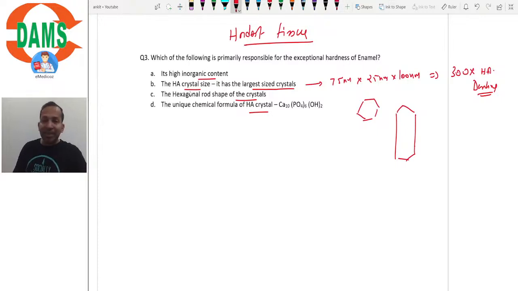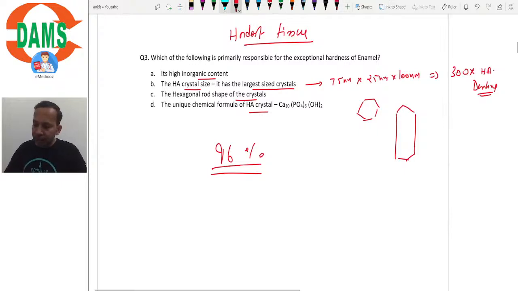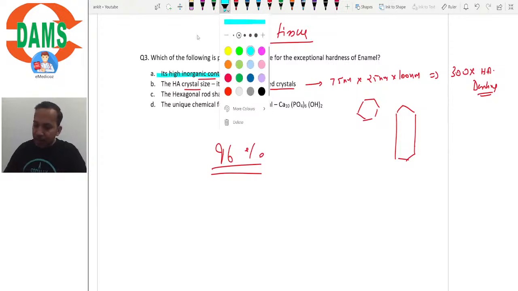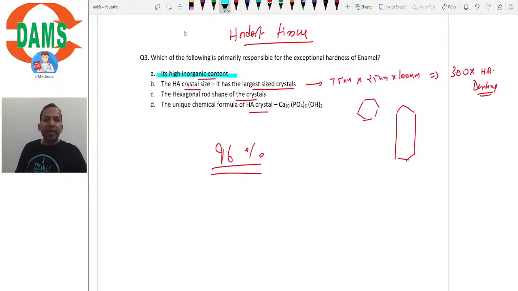And option A, that is the high inorganic content. We know that approximately 96% of enamel is inorganic, and that is the primary reason for its hardness, right? So, this is the primary reason for its hardness. Option A, that is its high inorganic content and not its size or its shape or its chemical formula, right?